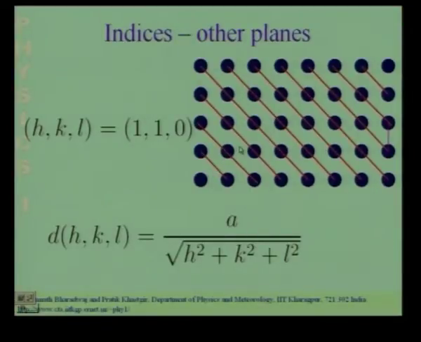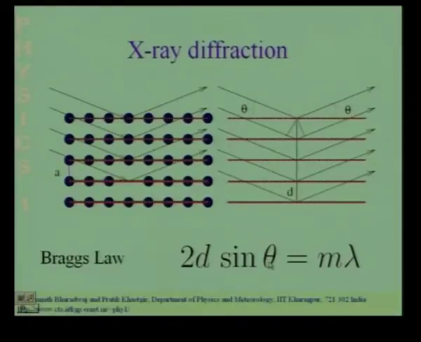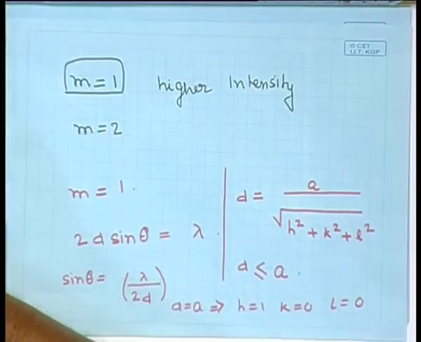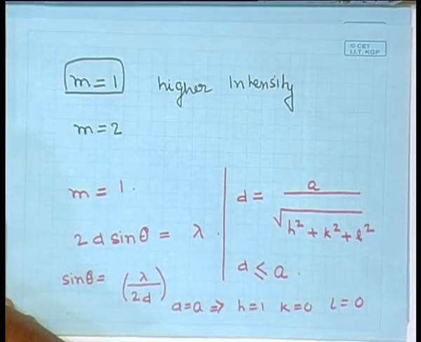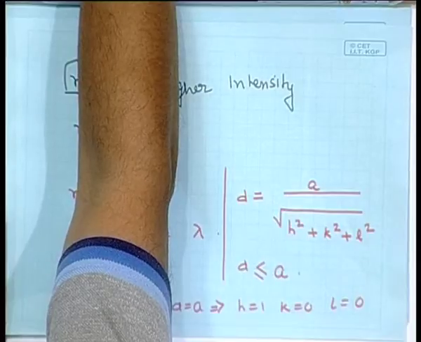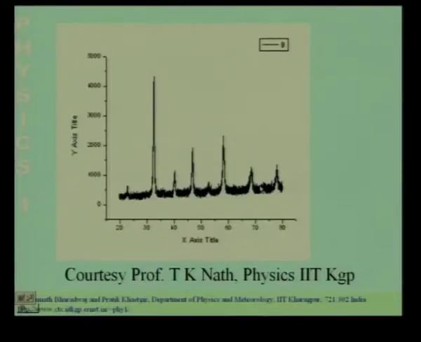and smaller, and as the spacing D gets smaller, the angle theta has to increase. We can interpret these successive lines as corresponding to larger and larger values of H, K and L, and we can use this to get the interatomic spacing, the lattice constant or the periodicity of this lattice.